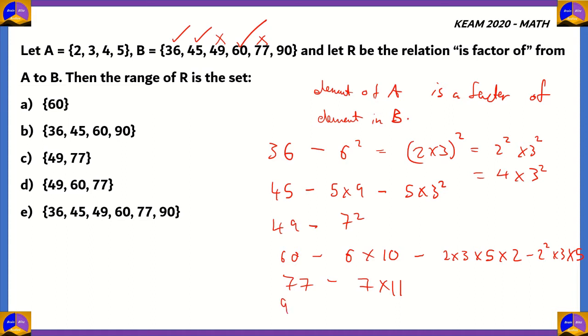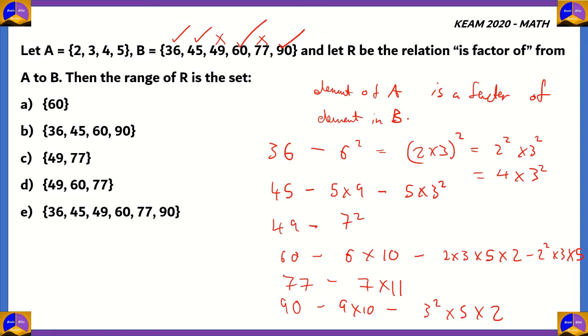And finally, you have 90, which is 9 times 10, that is 3 squared times 5 times 2. So therefore, 90 also belongs to the range of the relation R.